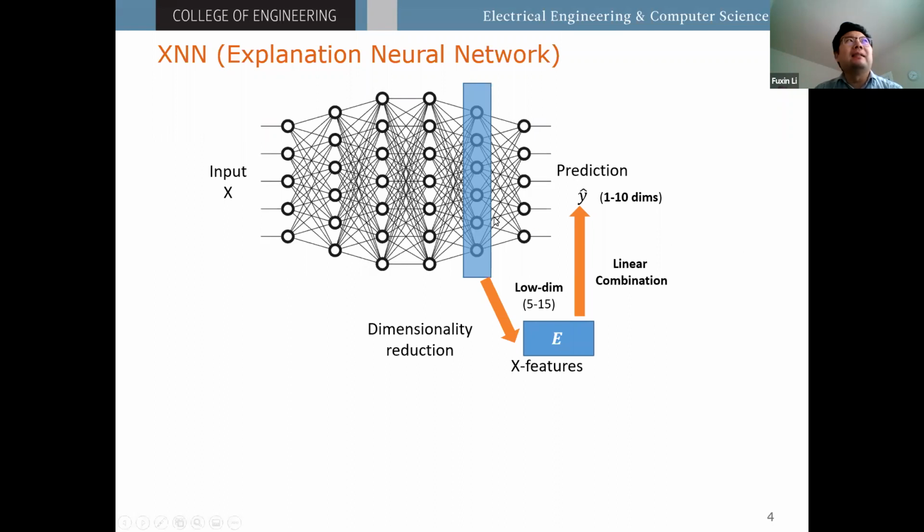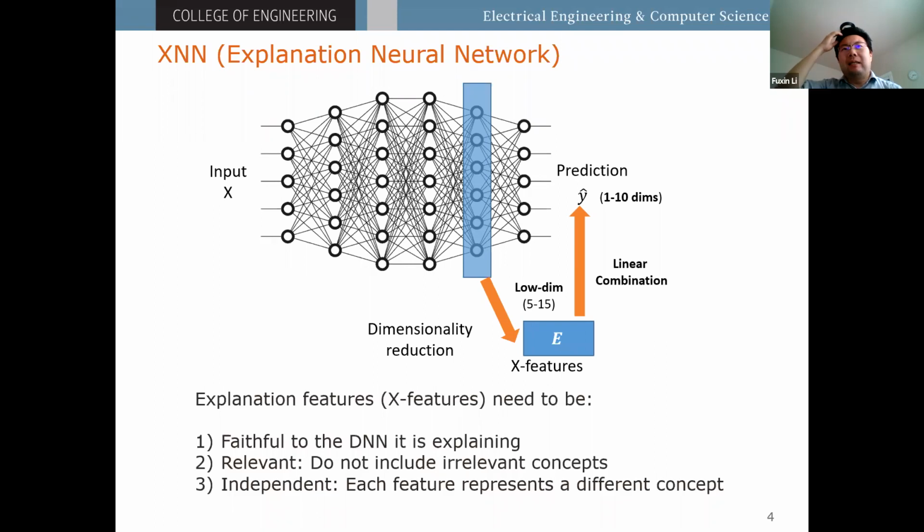So basically, the network predicts something like this, and then you try to make your low-dimensional features also make the same prediction. So not only in terms of the same class, but also in terms of the same value, as a real-valued confidence prediction.